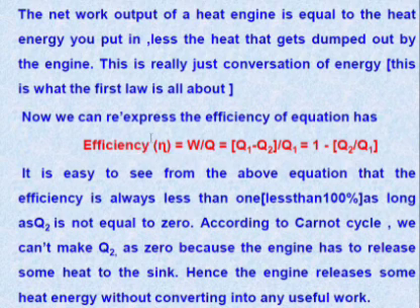Now we can express the efficiency as eta equal to W by Q, that equal to 1 minus Q2 by Q1. It is easy to see from the above equation that the efficiency is always less than 1. According to the Carnot cycle, we can't make Q2 equal to 0 because the engine has to release some heat to the sink. Hence, the engine releases some heat energy without converting it into any useful work.